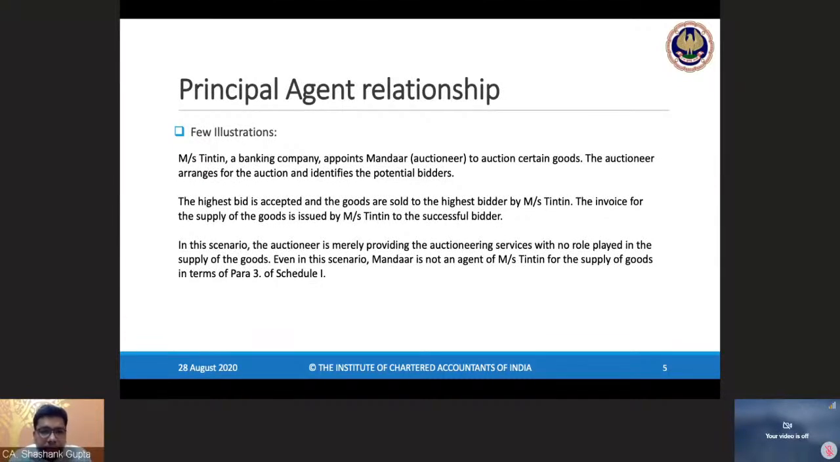So, what is the role of the auctioneer? The auctioneer's role is limited to providing auctioning services for which he may charge some remuneration.